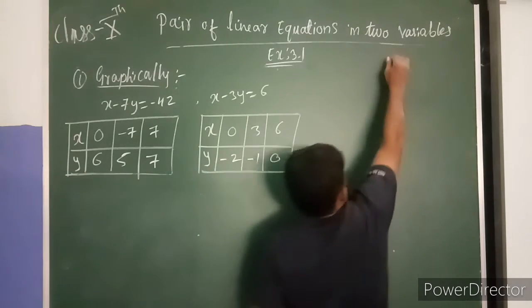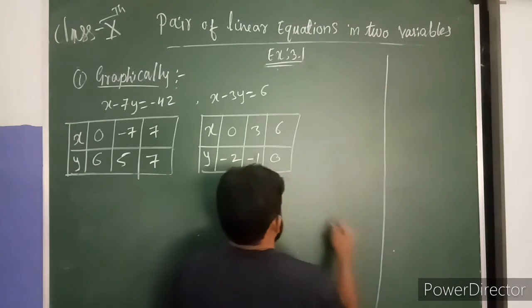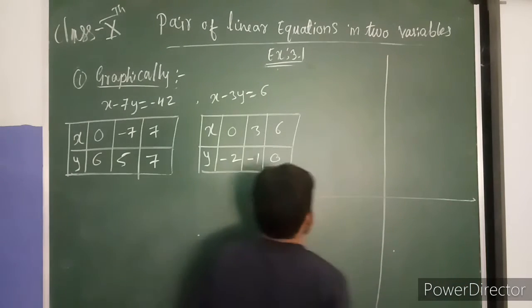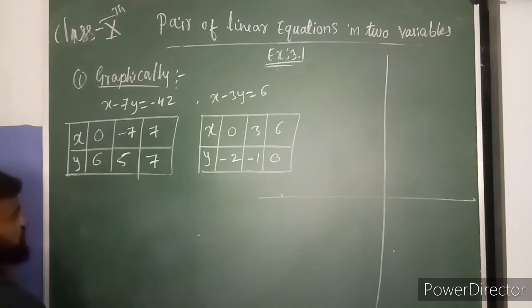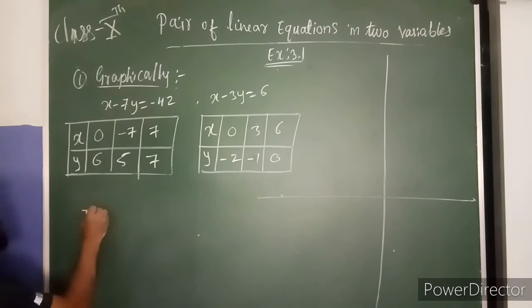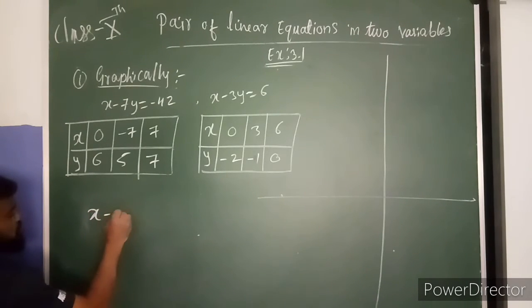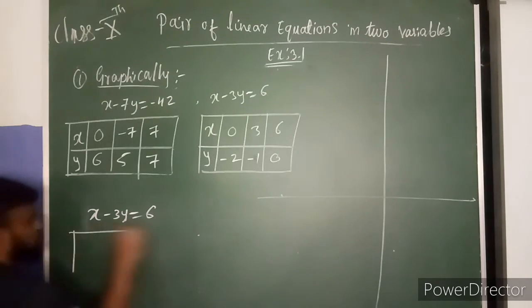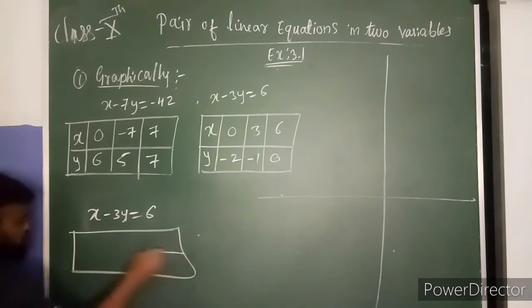So I will draw the line. For each centimeter we have to take a unit, and here I will draw the line. So better we can draw. I will put this value graphically here. This value I will put here. Second equation, sorry: x minus 3y is equal to 6. And this box I will put down here.